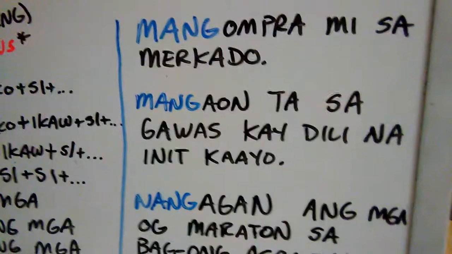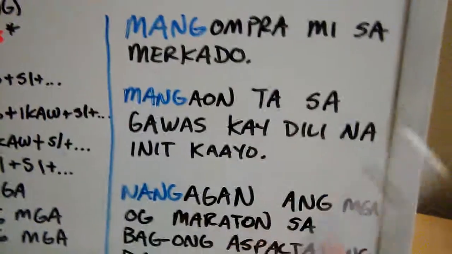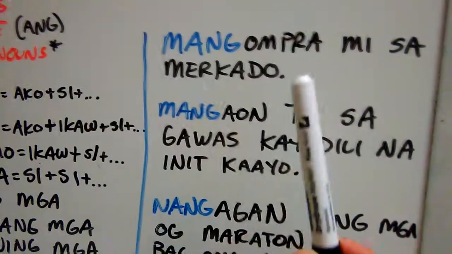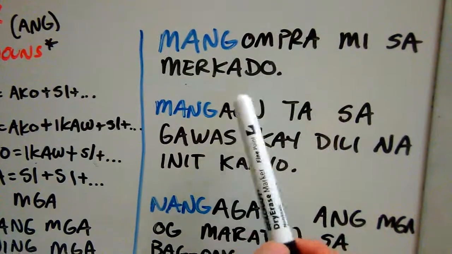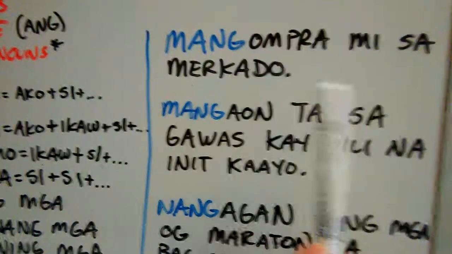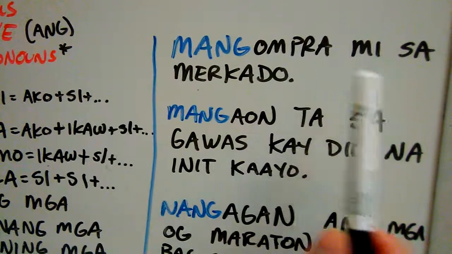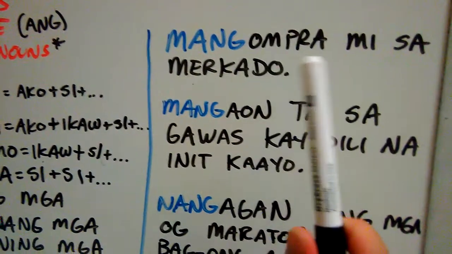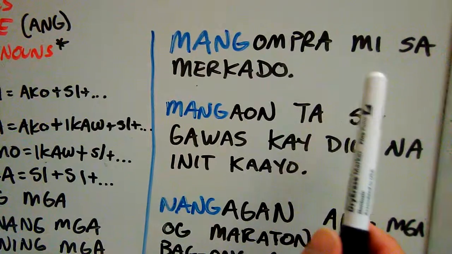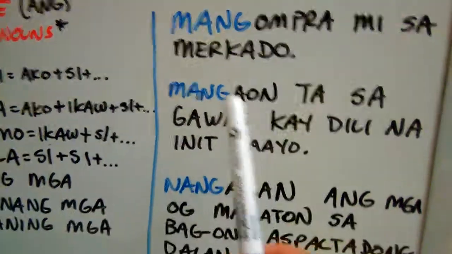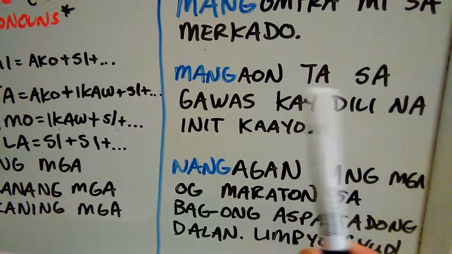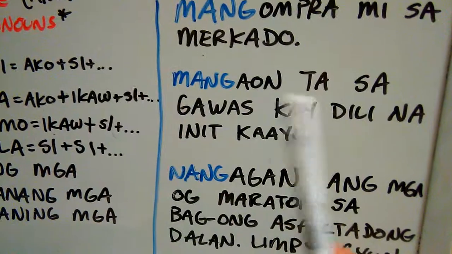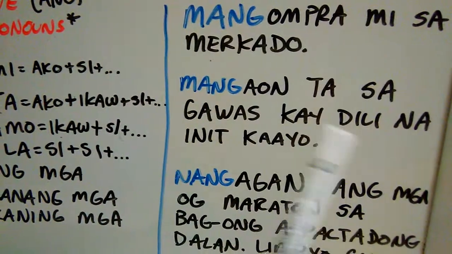This is going to be interesting. First sentence is, nangompra mi sa mercado. So, I'm sorry, mangompra mi sa mercado, right? And it makes sense because it's kami. Mangompra, kinsa mangompra? You, or us, mangompra mi sa mercado. Second sentence, mangaon ta sa gawas kay dili na init kaayo. So, mangaon na ta. So, yeah, let's go.